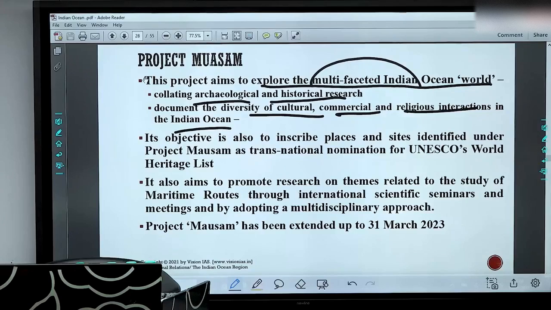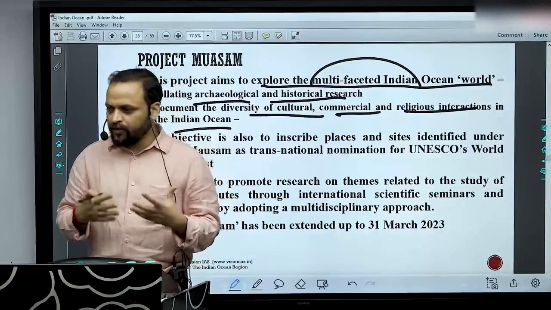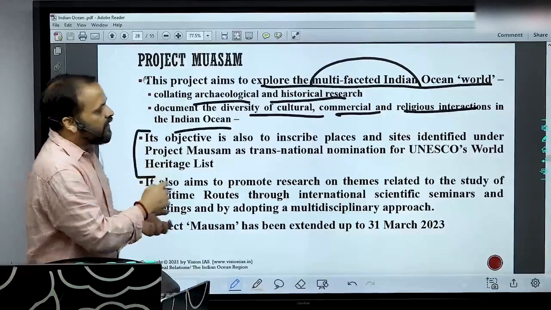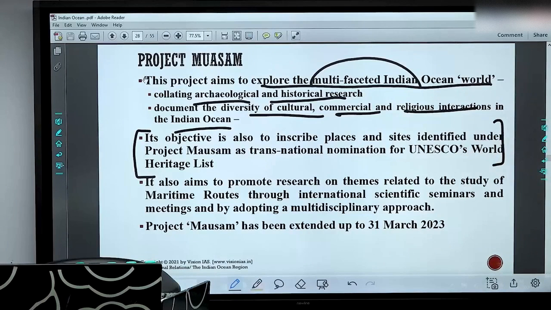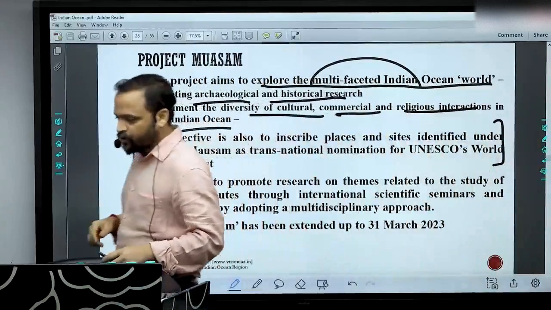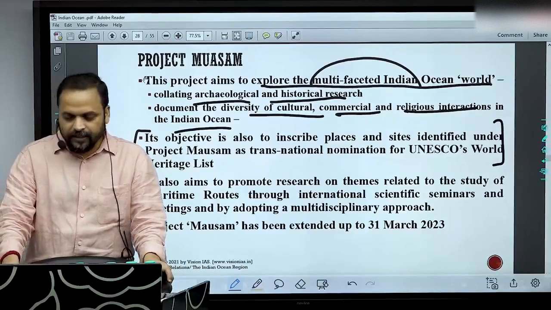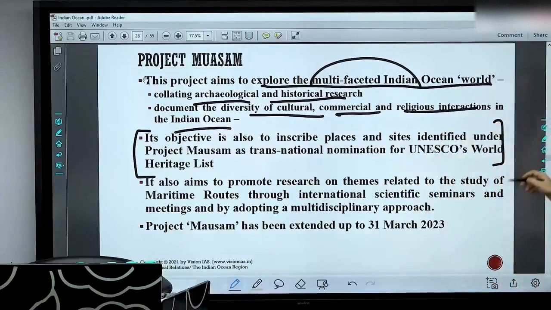Promoting historical and cultural research, and then through that establishing a body of knowledge about the past of the Indian Ocean region. One of the concrete aspects of Project Mausam can be that these countries can together identify sites to be named as UNESCO World Heritage Sites. They can identify sites collectively, right? And then they can propose those sites to be named as UNESCO World Heritage Sites. Right. Now, let's look beyond this particular aspect.